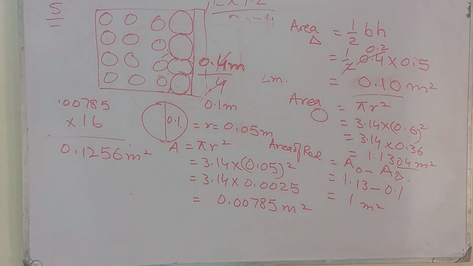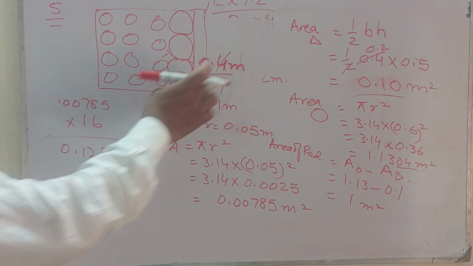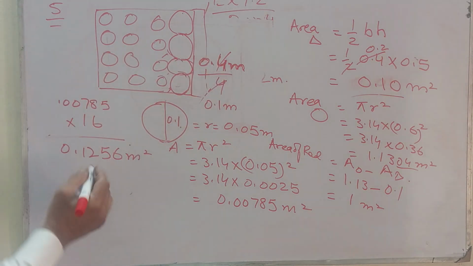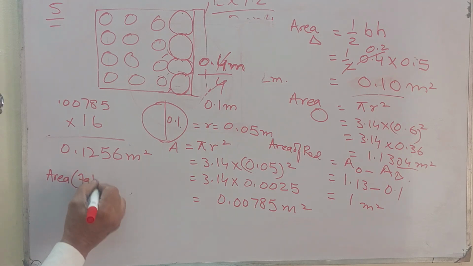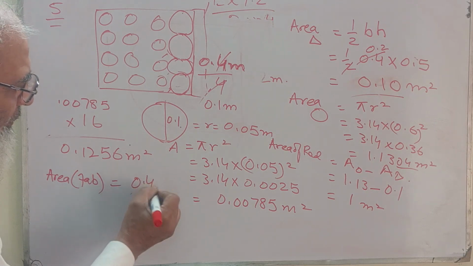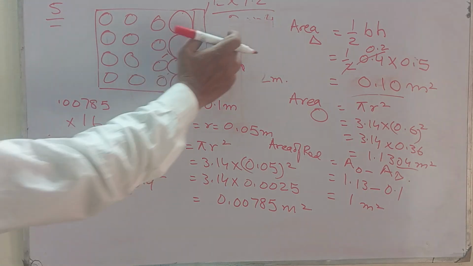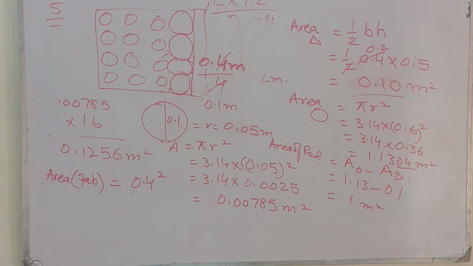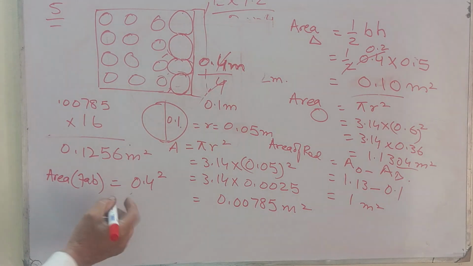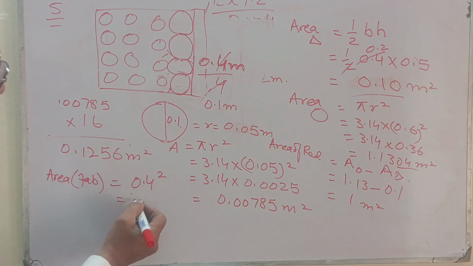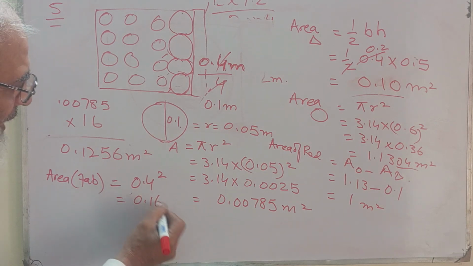Now what was the area of the fabric? The area of the fabric is 0.4 the whole square, because length multiplied by breadth, these are same, so it is converted into a square. So it will become 4 times 4 is 16, that will be 0.16.